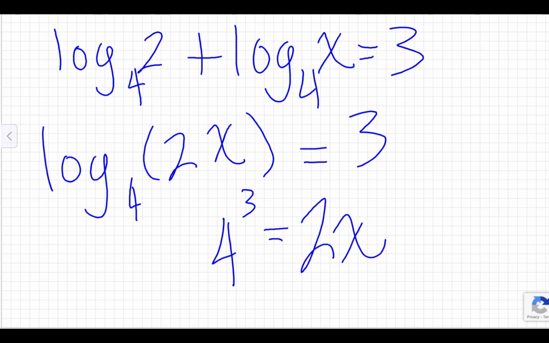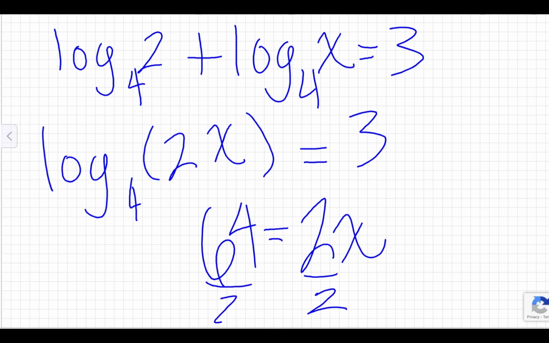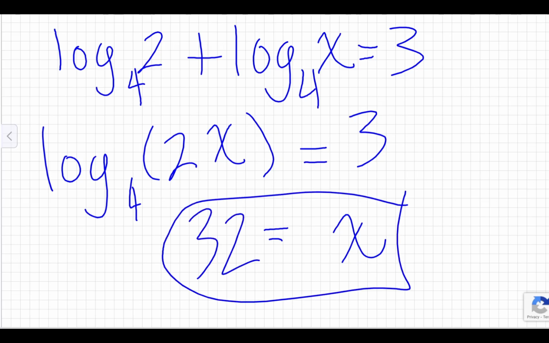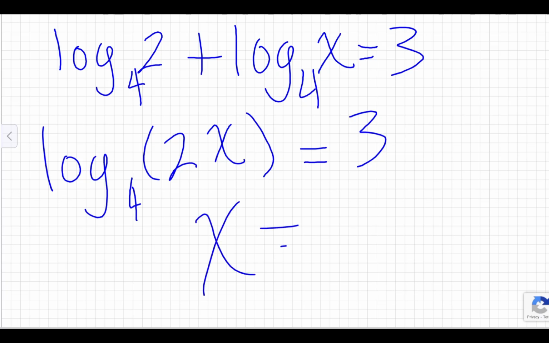Now, what is 4 cubed? Well, 4 cubed is just 4 times 4 times 4, and guess what? That gives us 64. We can erase this and replace it with 64. And we can just divide by 2, divide by 2 on this side, divide by 2 on this side. 64 divided by 2 is just 32, and we get our answer. X equals 32.